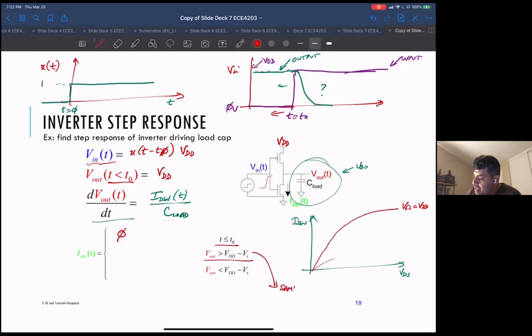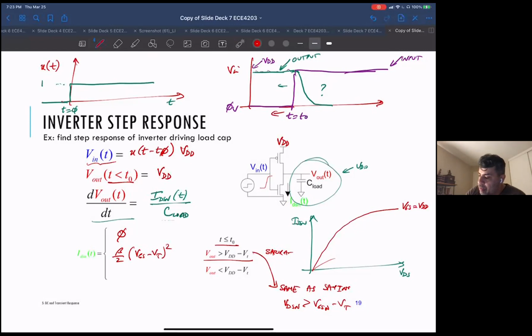This is the same as saying VDS of the N transistor is larger than VGS of the N minus VT. In other words, this is in saturation, when N is in saturation. So that's equal to beta over 2 times (VGS minus VT) squared.